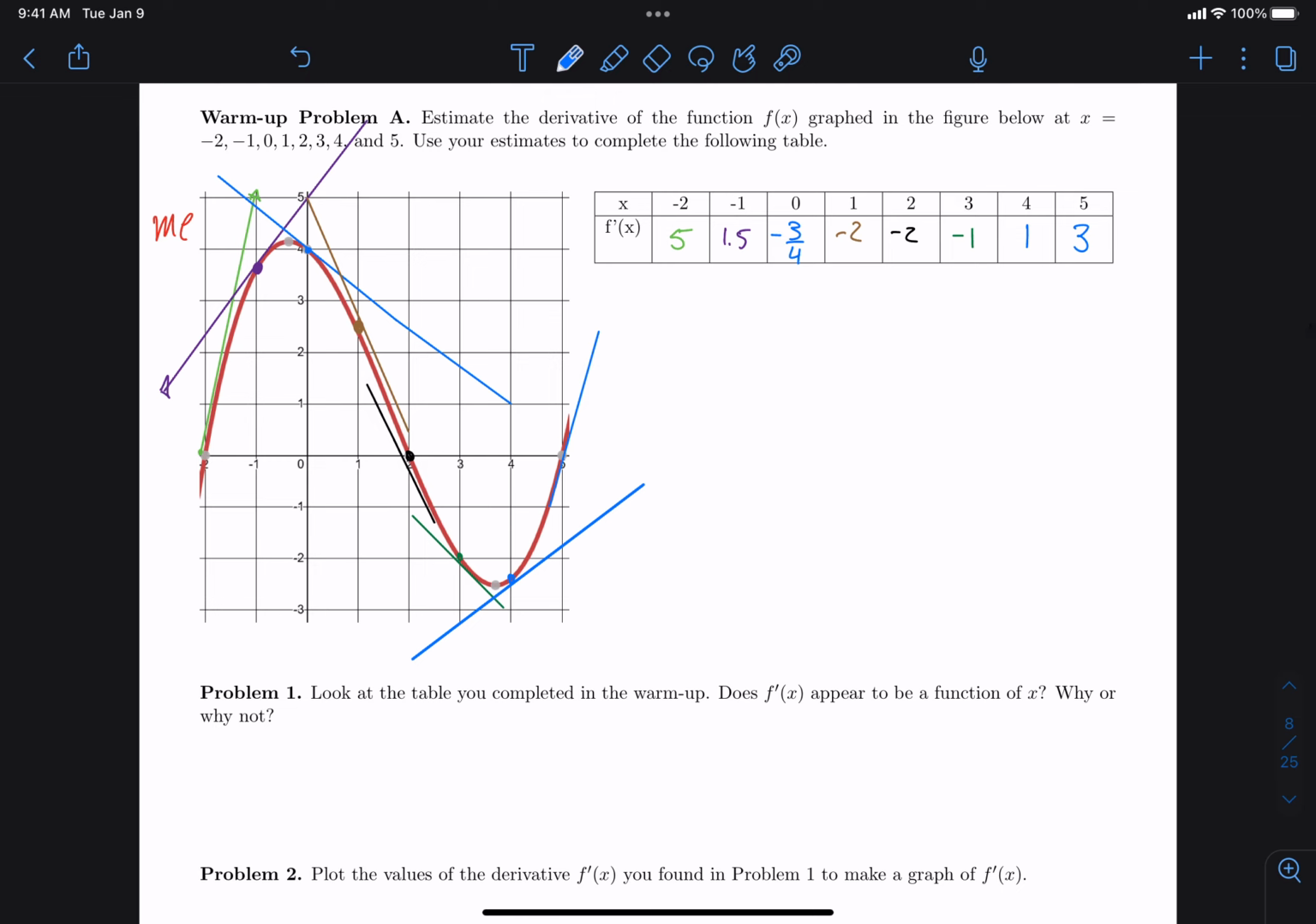I'm just drawing some lines which look like lines of tangency, and I'm trying to guess their slope by looking at the grid marks, right? I'm just trying to guess how many grid marks did I go over versus how much did I go up. Rise over run, that's how I figure out the slope of a line. Okay, and let's notice something. As we go from left to right, let's read the numbers out. 5, -1.5, -3/4, -2. And then -2, and then -1, 1, 3. So it's like going down, down, down, and then it's turning around, and then it's going up, up, and then up some more. So what could we do?